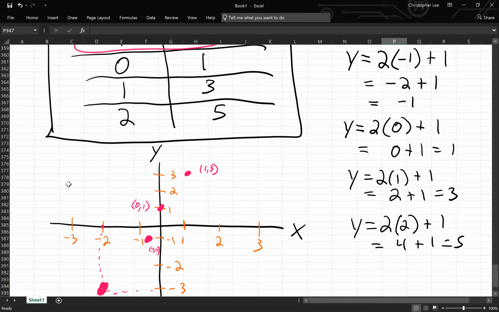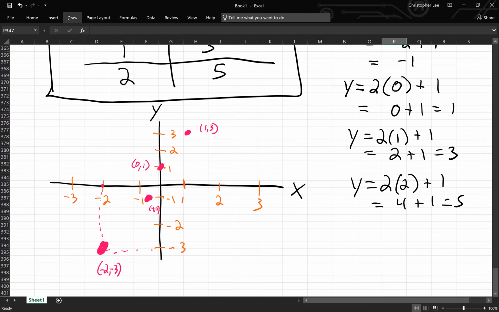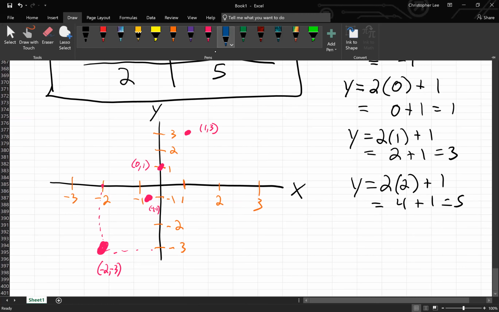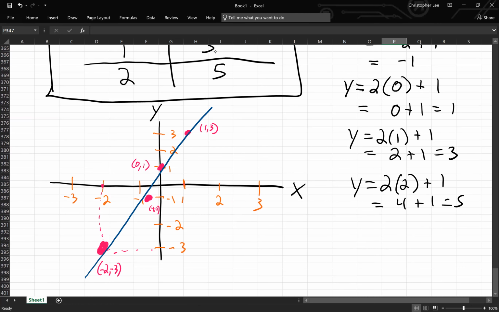After you plot all those points, you just connect the dots in a line. I do not have a ruler, so I'm just kind of eyeballing it, you know. I didn't plot the last point, 2, comma 5, because as you can see, my axis ends at 3, and 5 is somewhere else, right? But it's on that line. It would align with that line right there.